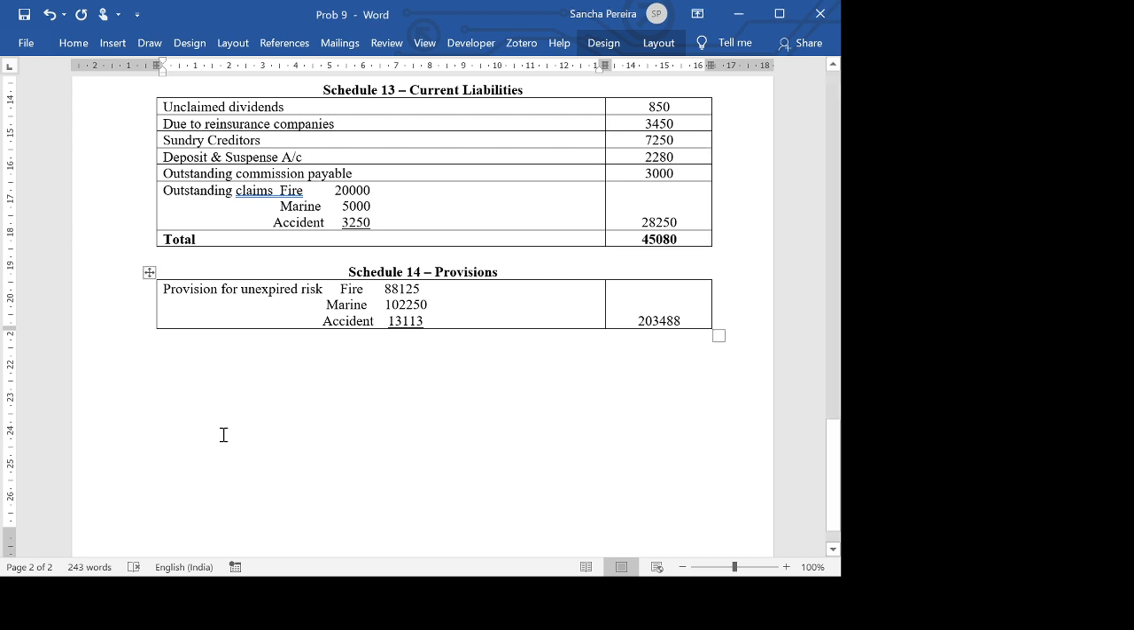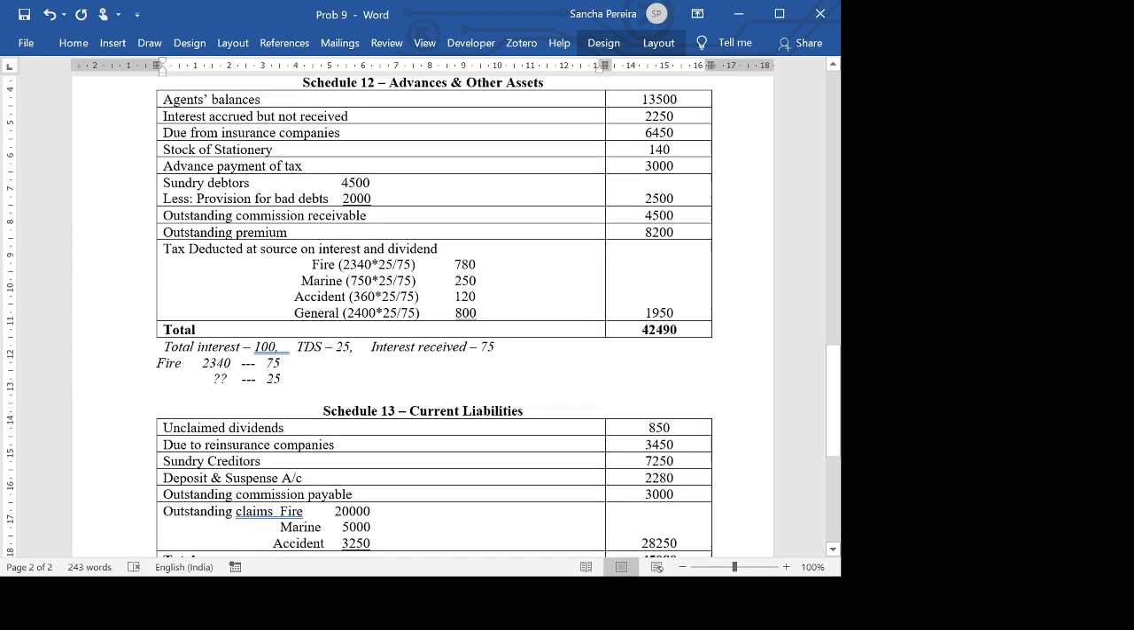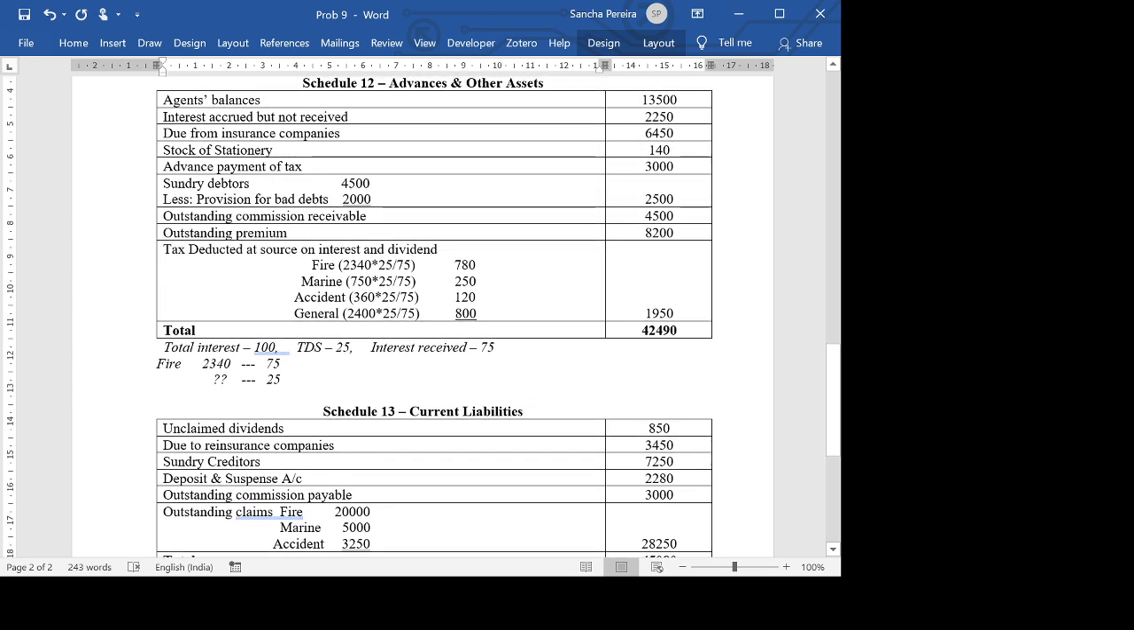I will stop here for now. I will do the balance sheet in the next lecture because we won't have much time and I don't want to hurry up with it. Is that clear?